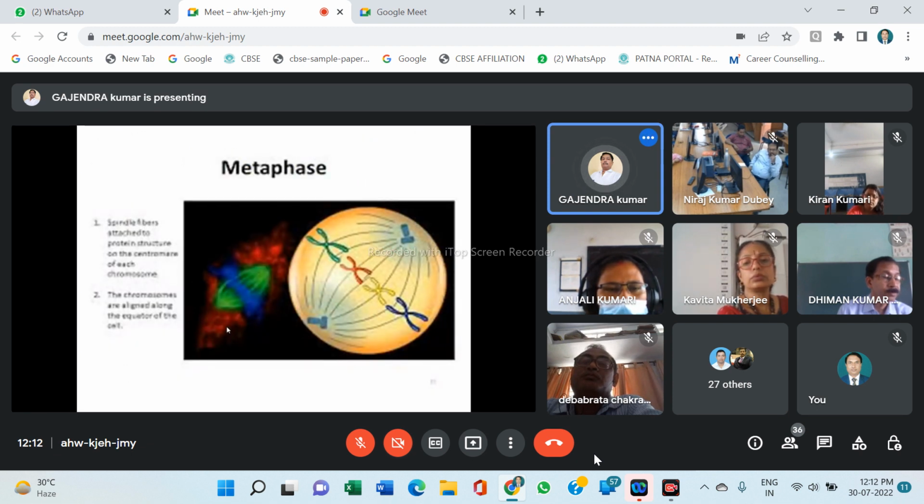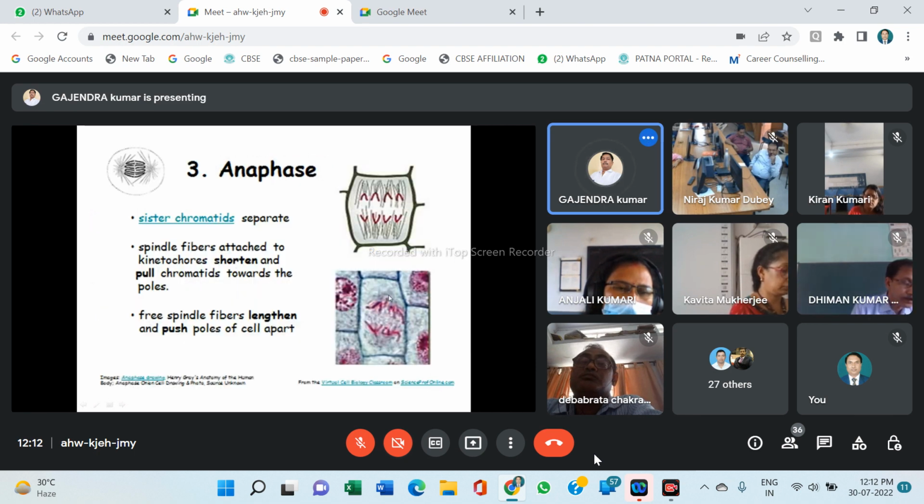This is the animal cell. Likewise, we can also observe that in animal cell also there is presence of the chromosomes at the equatorial plate.